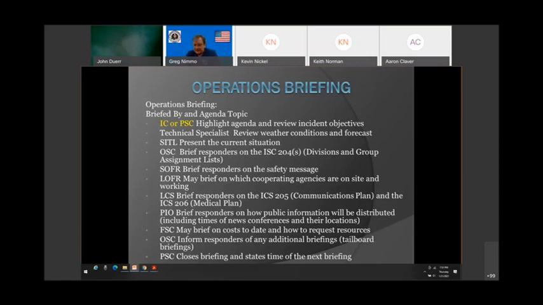We're going to send this division over here. Go sit down and talk to your division supervisors, see what's going on, and find out what you need to know specifically as to what's going to happen. And then the planning section chief closes the briefing and states when the next briefing will be, which typically are about 12 to 24 hours apart.